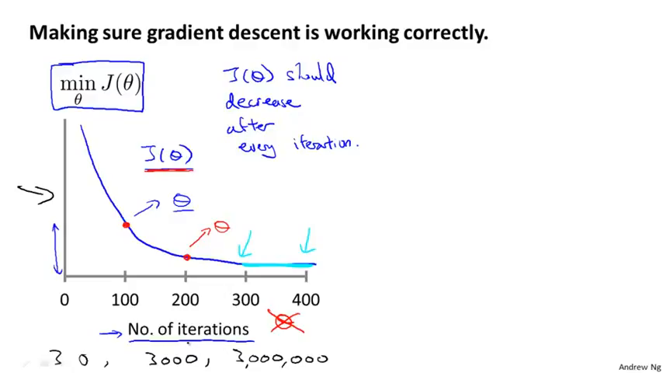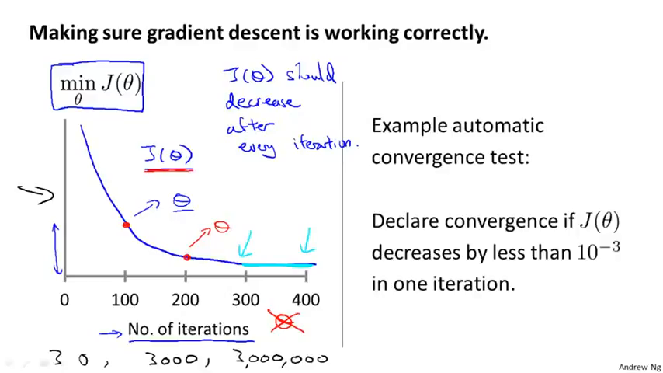It's also possible to come up with automatic convergence tests, namely to have an algorithm try to tell you if gradient descent has converged. And here's maybe a pretty typical example of an automatic convergence test. Such a test may declare convergence if your cost function J of theta decreases by less than some small value epsilon, some small value like 10 to the minus 3, in one iteration. But I find that usually choosing what this threshold is is pretty difficult, and so in order to check if gradient descent has converged, I actually tend to look at plots like this figure on the left, rather than rely on an automatic convergence test.